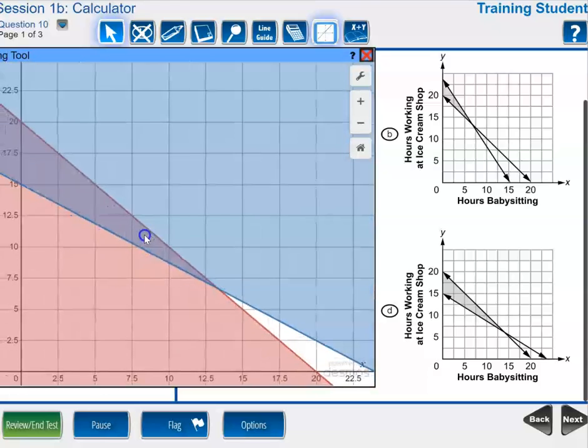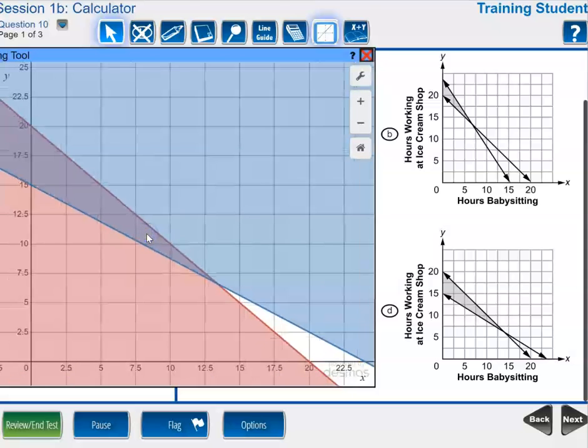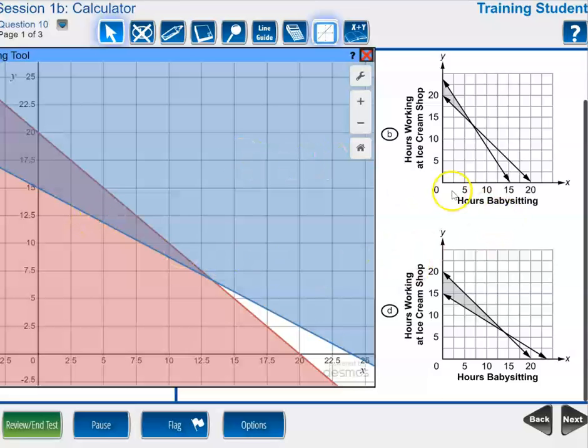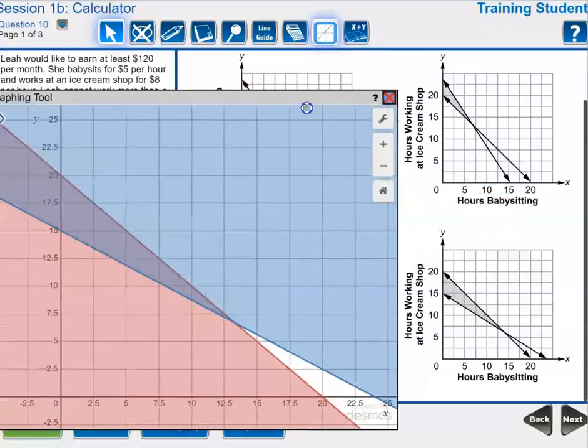All right, that's going to work. I'm dragging it over just a hair. All right, I've got enough information. I'm looking for this darker shaded region, which is kind of purpley looking on my graph. So let's take a look at our answer choices.